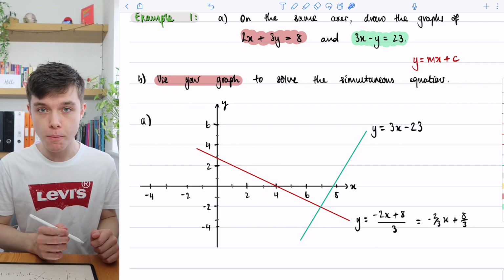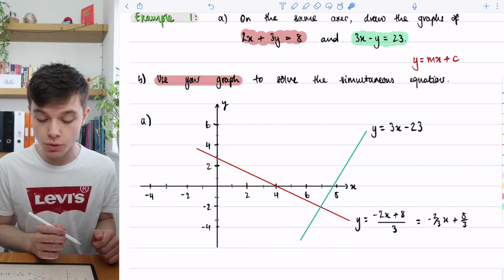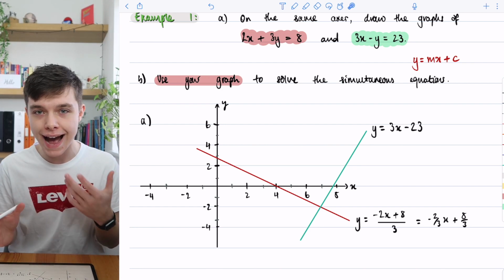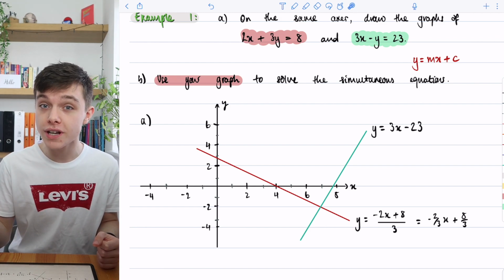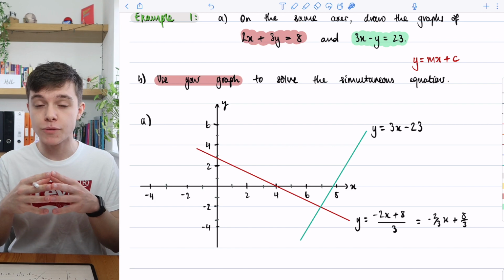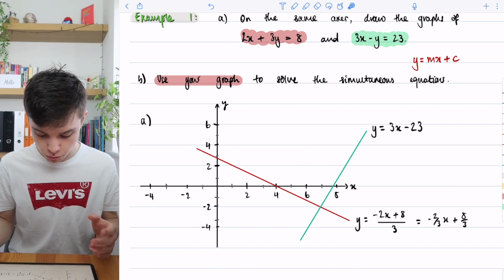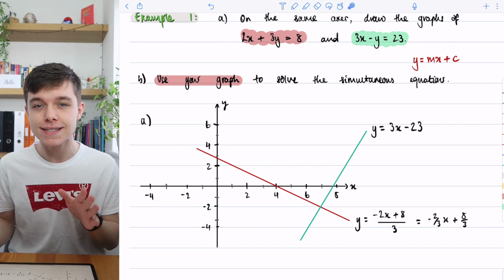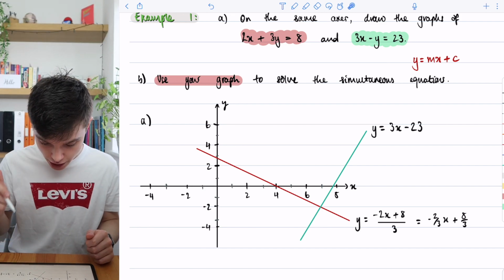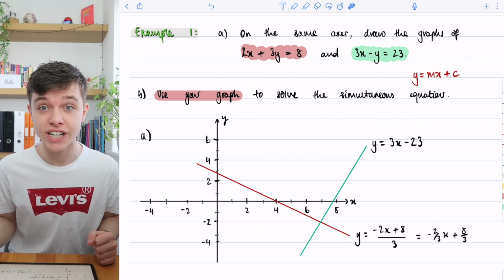Now, just to note, my graph is not perfect because I don't have squared graphing paper here. In an exam, if you were asked to do a question like this, you would get graphing paper, or a little part of the exam paper would be squared, but I don't have it here. So we're working roughly here, but in an exam you'd work perfectly and you'd draw your lines exact, okay? So that was part A, and that's all you needed to do.